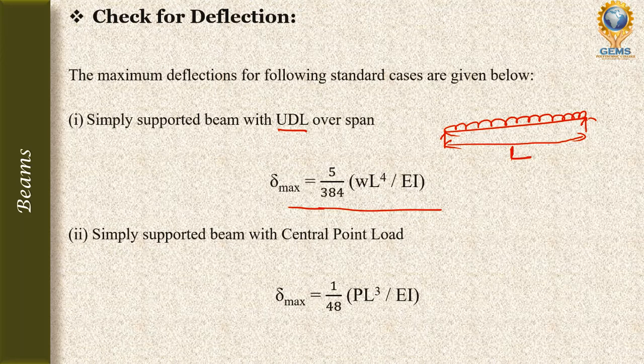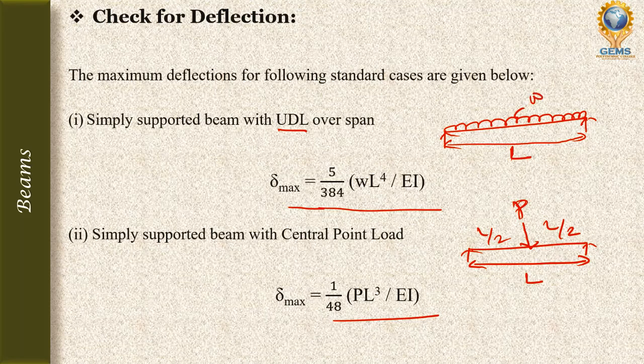Second condition, the same simply supported beam having a center point load. Here it is L by 2 on each side, and the overall length is L. Then the formula is 1 by 48 P L cube by EI, where P is the load acting on it. This is a central point load, so P L cube divided by EI.